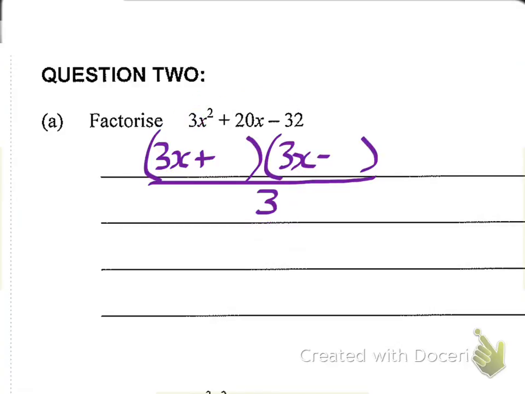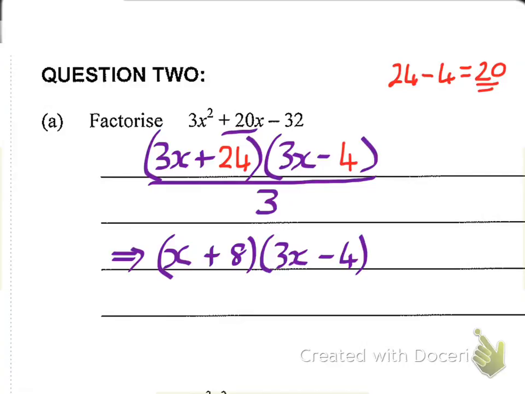The signs are plus or minus, and the factors of 96 that have a difference of 20 are 4 and 24. And we can see that 3 fits nicely into the first bracket and cancels it out. Easy.